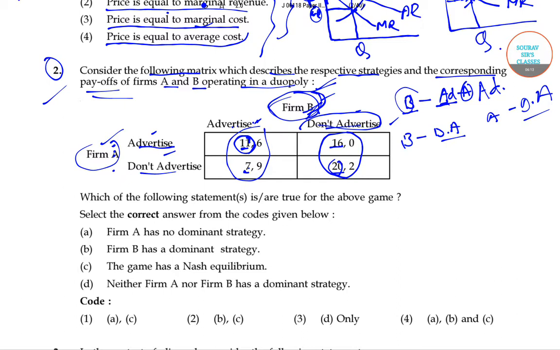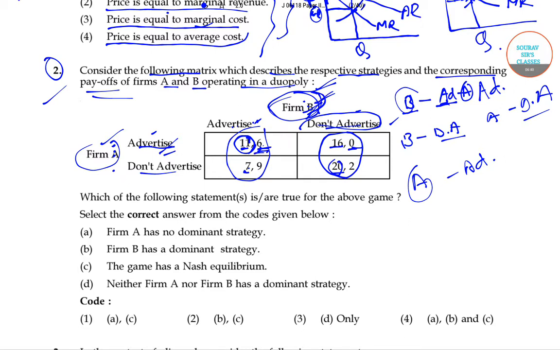So now we'll come to when firm A makes the first move. Say, for example, firm A chooses advertisement. Now in case of firm B, we'll consider these two, that is the later one. Out of 6 and 0, the right answer would be 6, because 6 gives more utility than 0. The payoff is more in case of advertisement.